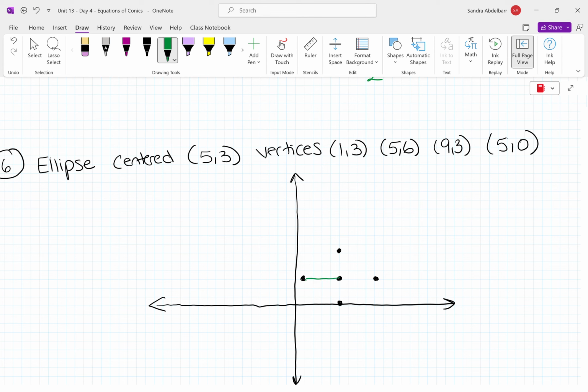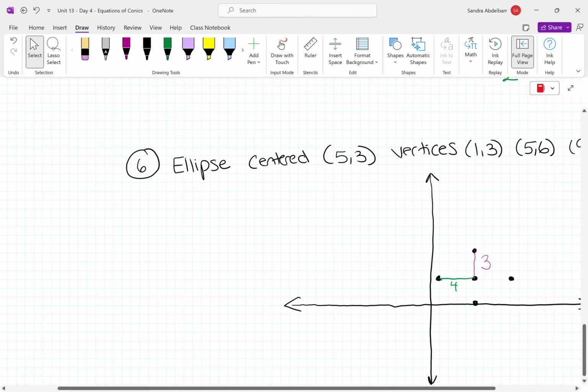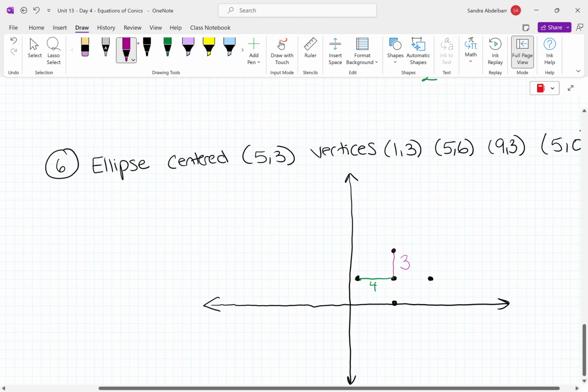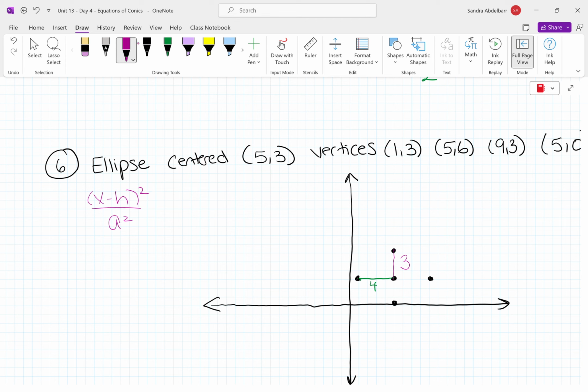All right, so what I want to do is figure out which one's my major axis, which one's my minor axis. So from the center to the left is 1, 2, 3, 4 units. And from the center up is 3 units. So you tell me, is this going to be a horizontal ellipse or a vertical ellipse? Danny? Horizontal, because we're longer in the horizontal area. So now you all tell me, what's the equation for a horizontal ellipse?